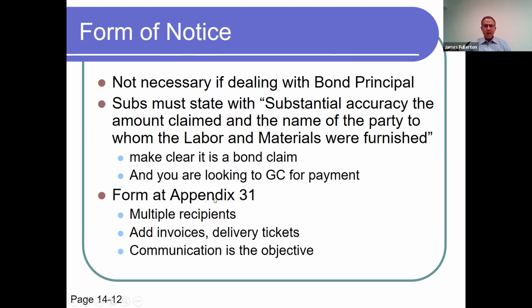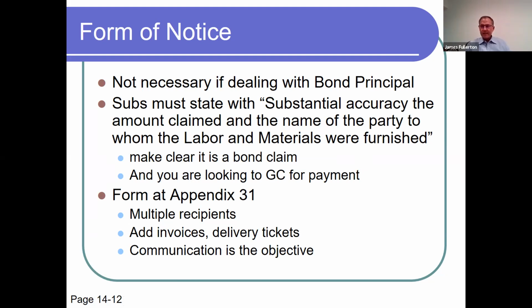We'll go, I think the next slide is a copy of that form we were looking at earlier, the bond claim form, but notice when we get there that it's going to multiple recipients. I think it is a good idea to add copies of invoices and delivery tickets. The more information you provide in the bond claim notice, the better.